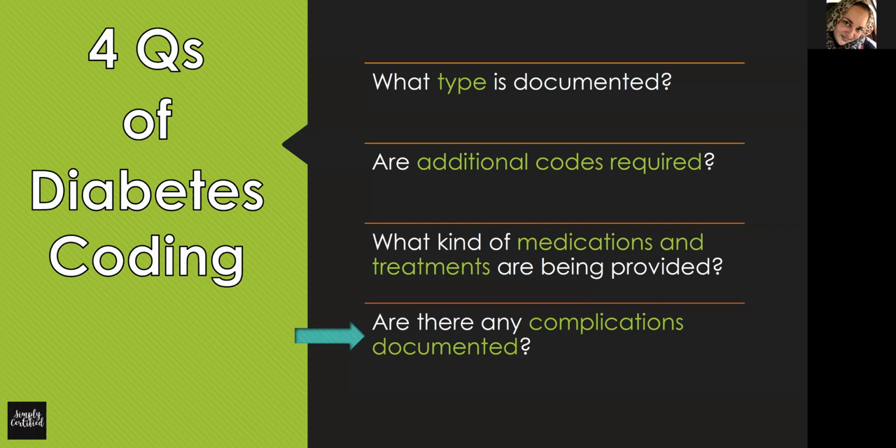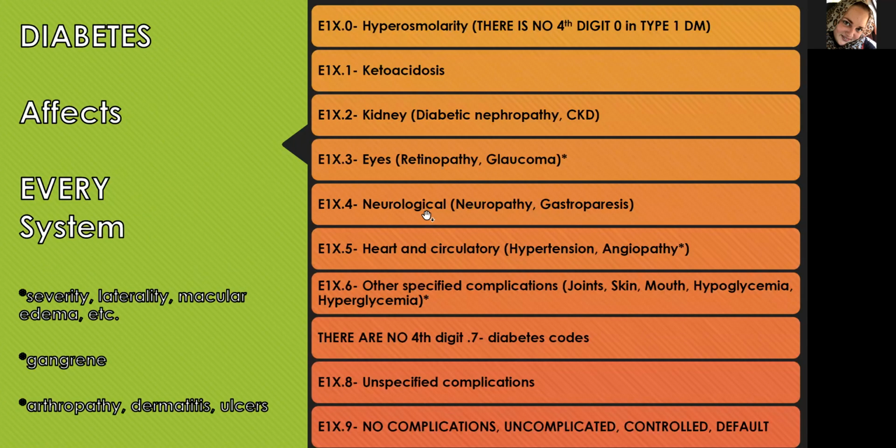And this goes hand in hand with the additional codes required thing, because our guidelines tell us to use as many codes as necessary from the category to explain. All right. In the beginning of the presentation, I said that diabetes was a perfect way to learn coding, and this is a perfect example why: it affects every single body system. Some of these codes expand based on severity, laterality, macular edema. I'm going to go over that as I go through the codes.